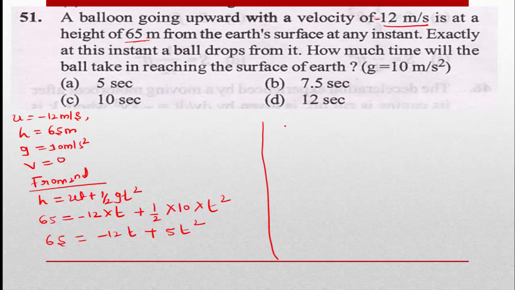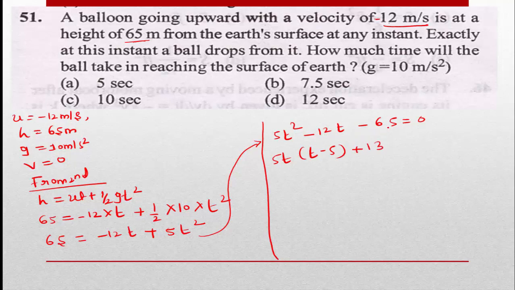Now take the common value outside. When we rearrange this equation, we get 5t square minus 12t minus 65 is equal to 0. We can write this as 5t into t minus 5, plus 13, where 5 into 13 is 65.